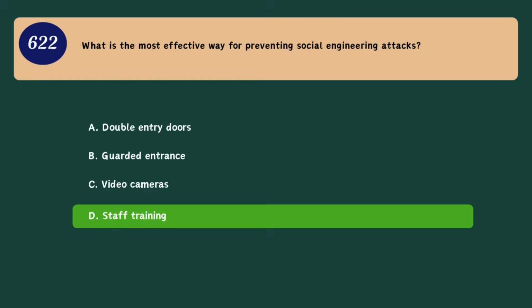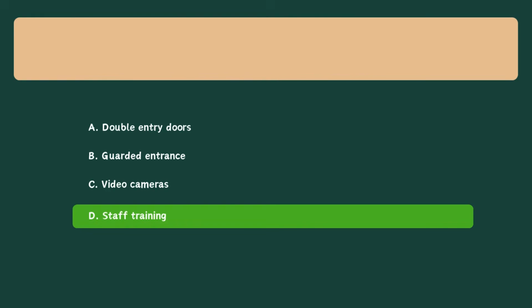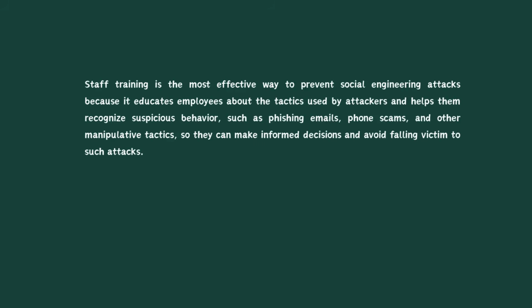Correct answer. D. Staff training. Staff training is the most effective way to prevent social engineering attacks because it educates employees about the tactics used by attackers and helps them recognize suspicious behavior, such as phishing emails, phone scams, and other manipulative tactics, so they can make informed decisions and avoid falling victim to such attacks.